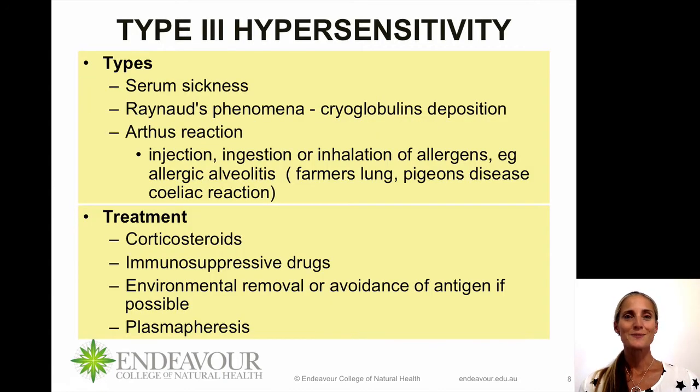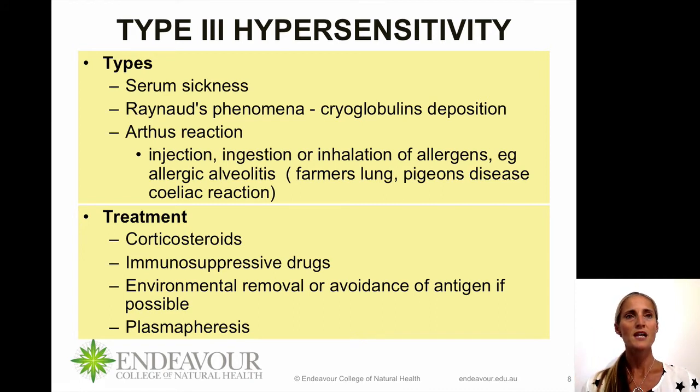Now let's look at some types of type 3 hypersensitivity reactions. I'll just give you a little rundown on each of them in case you're not familiar with them. So serum sickness is a reaction that happens generally about 7 to 12 days after an injection of a quantity of foreign serum. Raynaud's phenomena is an idiopathic arterial spasm, and it can cause numbness, pallor, pain and necrosis. Often you see Raynaud's affect hands.